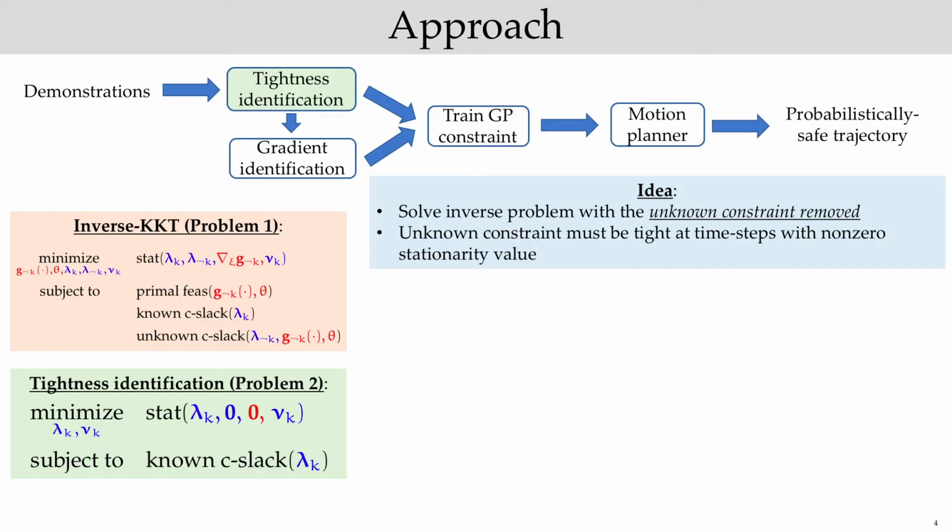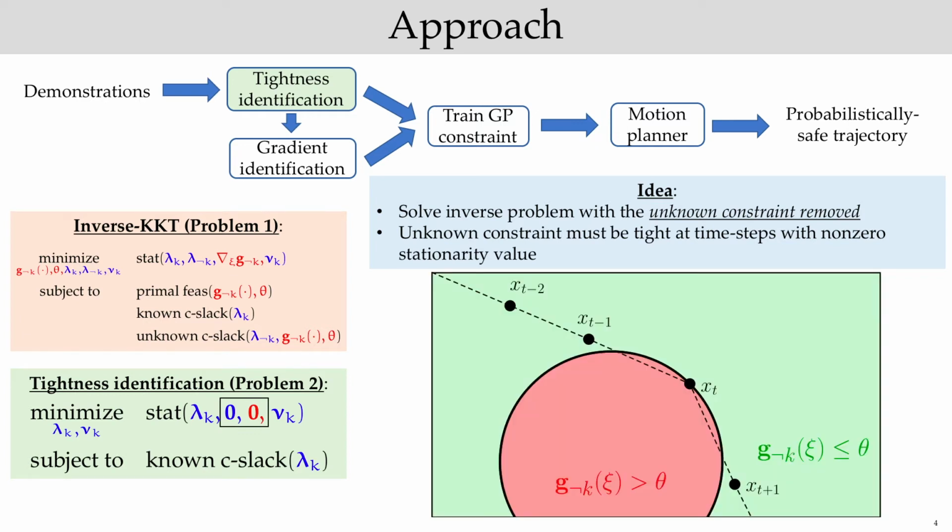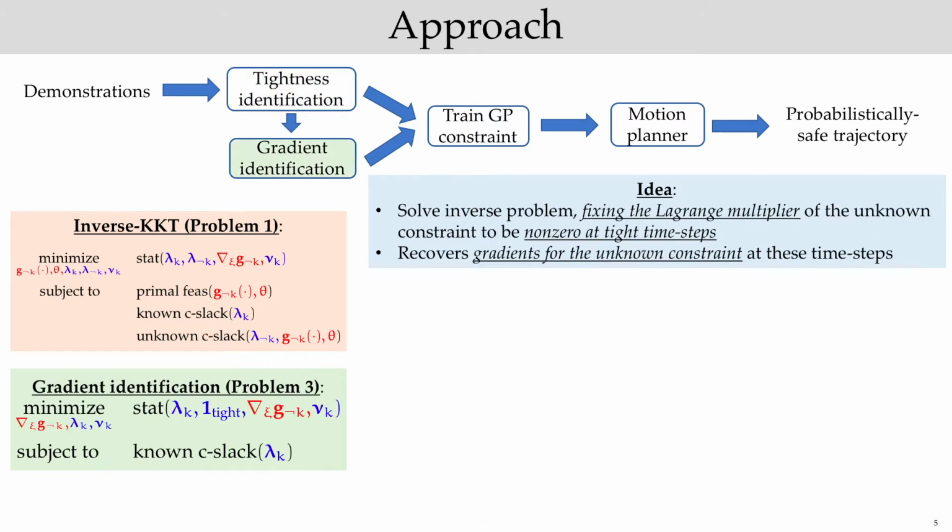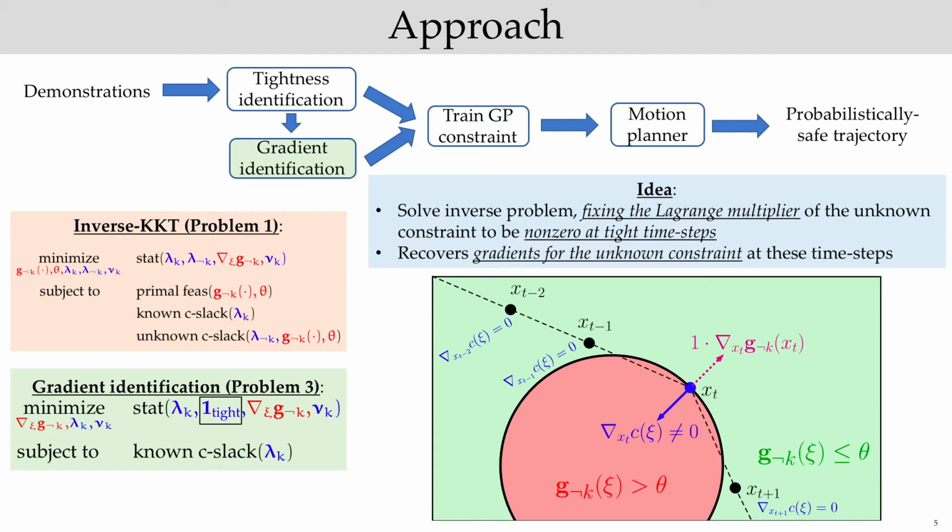We first identify in problem 2 where the demonstrations must be on the boundary of the unknown constraint by zeroing out the unknown constraint in the inverse KKT problem altogether. We can then deduce that the unknown constraint must be tight at time steps where stationarity cannot be driven to zero without the presence of the unknown constraint. We can then solve problem 3 to find a consistent set of gradients for the unknown constraint at the tight points by fixing the Lagrange multipliers of the unknown constraint to be 0 at non-tight points and a non-zero value, like 1, at the tight points. This information can invalidate many other possible gradients.